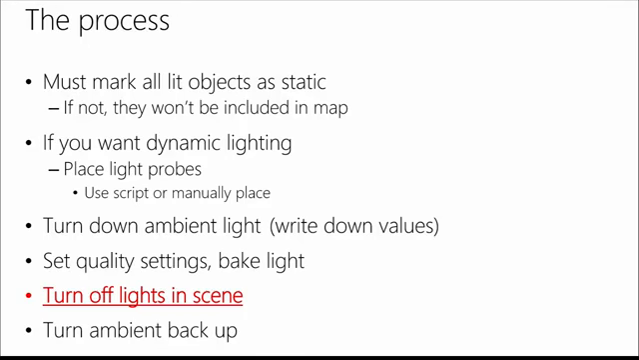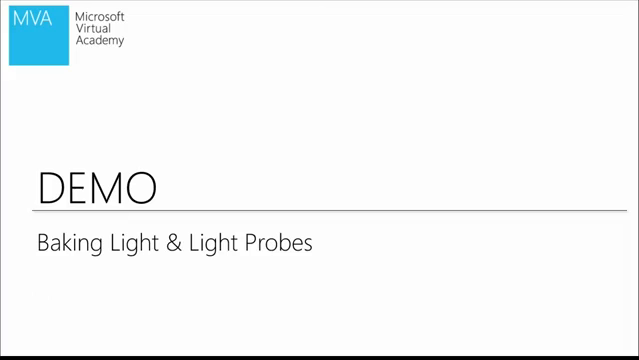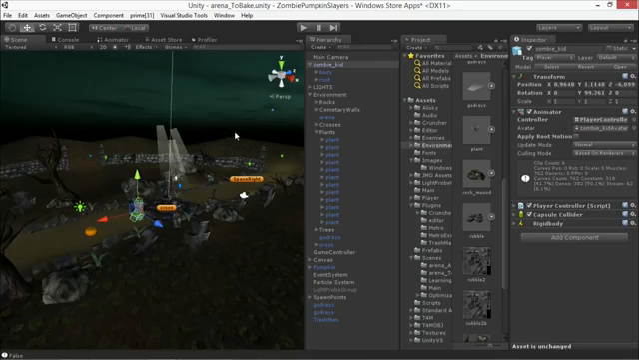I should actually highlight in red there. Turn ambient back up. So let's go on and move on to a demo for baking light and setting light probes, and we're going to switch over to Matt, and I think he's going to show us how to do that in a scene inside of Unity here.